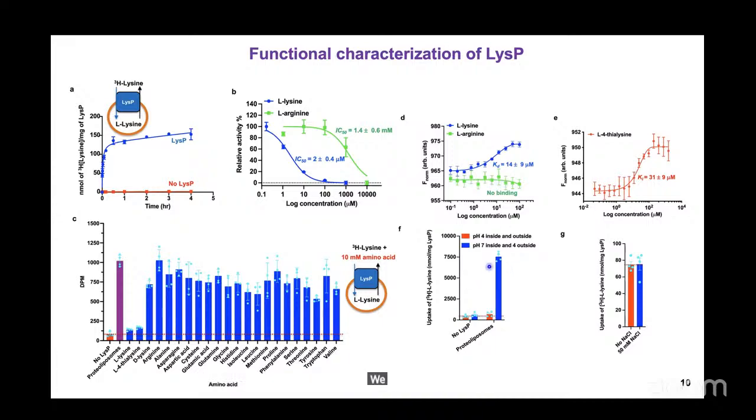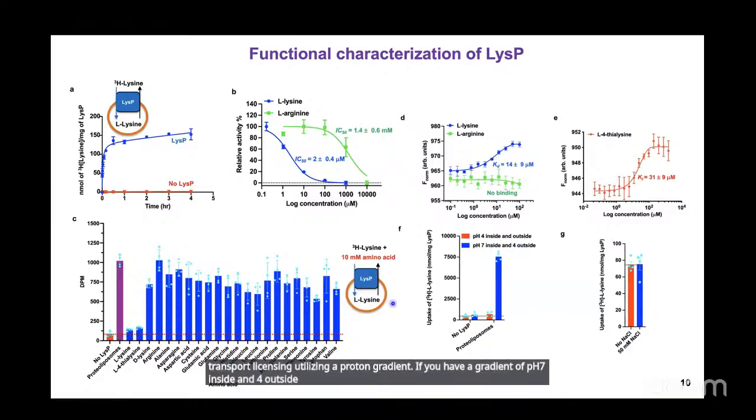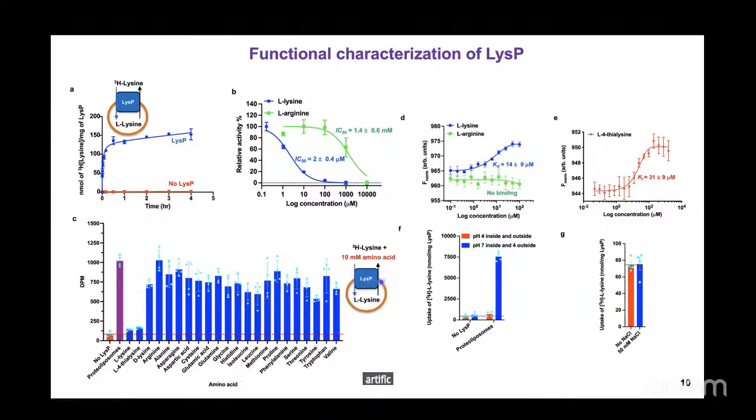We also showed that the protein transports lysine utilizing a proton gradient. If you have a gradient of pH 7 inside and 4 outside of this artificial membrane, you can see there's robust transport. But if you have pH 4 inside and outside, there is no transport. If you do sodium chloride, you can see that it doesn't use sodium, because it doesn't use a sodium gradient.